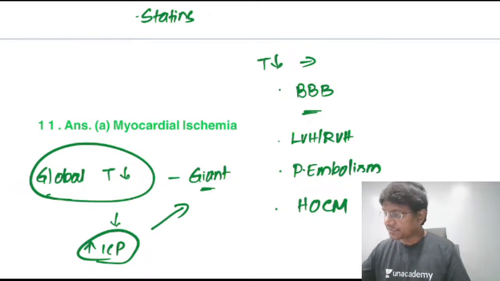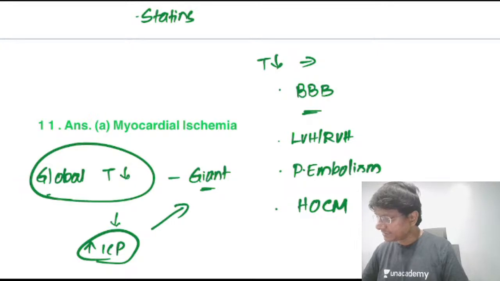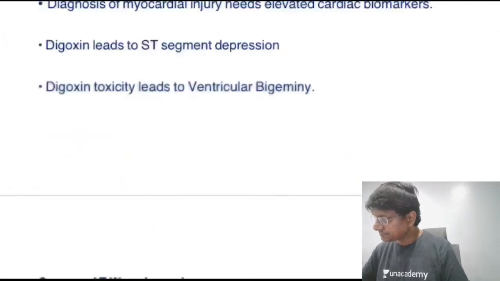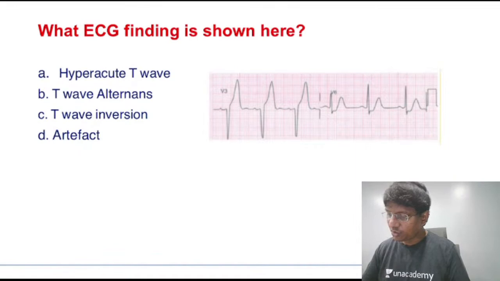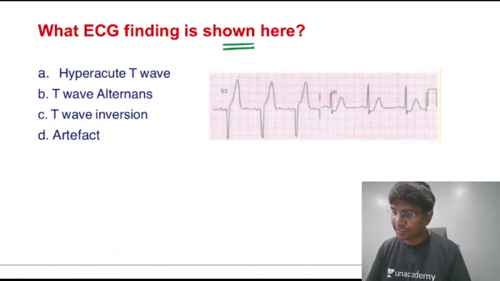Now, let us try to discuss exactly the opposite ones. What ECG finding is shown here? The options are hyperacute T-wave, T-wave alternans, T-wave inversion, artifact.